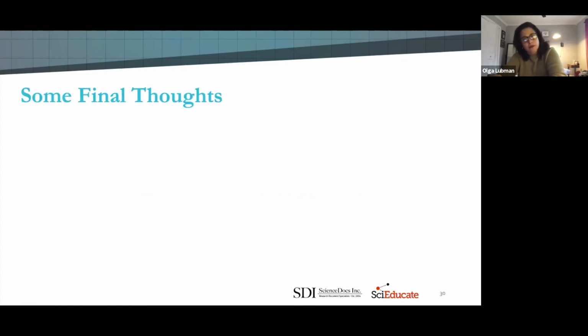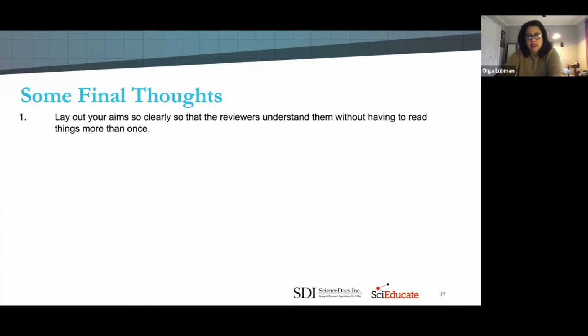So some final thoughts that I think are applicable to writing a specific aims page, but also applicable to writing an executive summary or a letter of intent. Lay out your aims so clearly that the reviewers understand them without having to read things more than once. Understand that particularly NIH reviewers are busy men and women that have other obligations, and they're usually given 10 grants to review, and the first thing they come across is a specific aims page. Make it easy for them to read it.